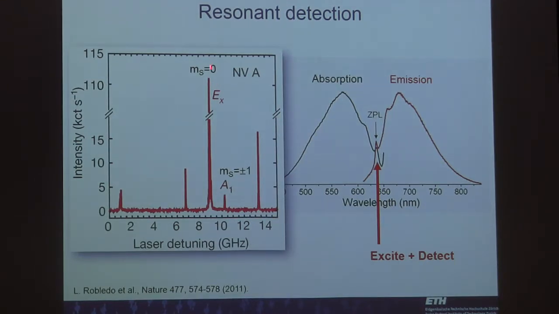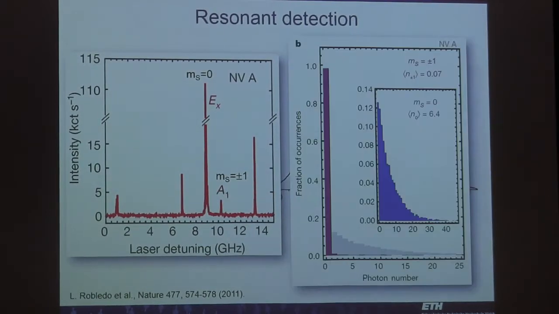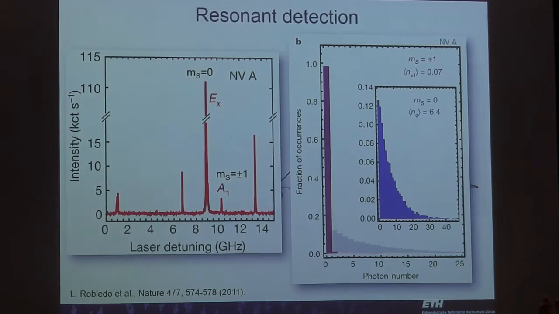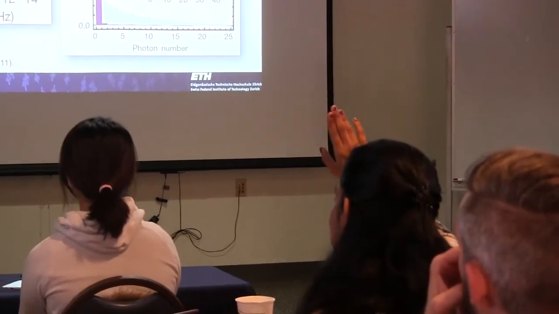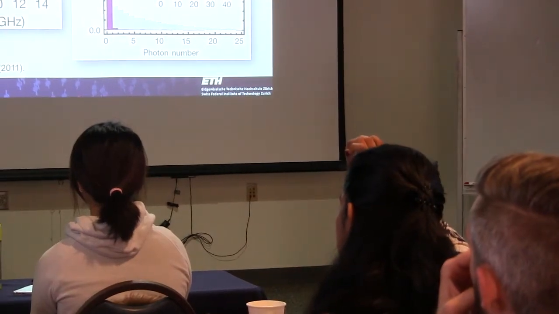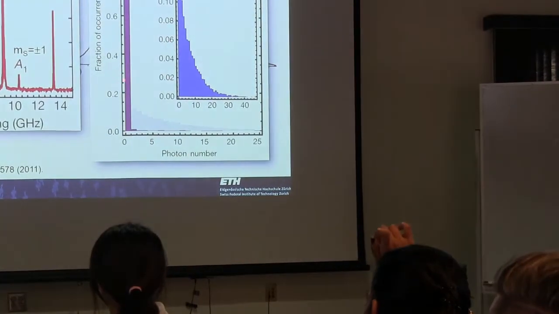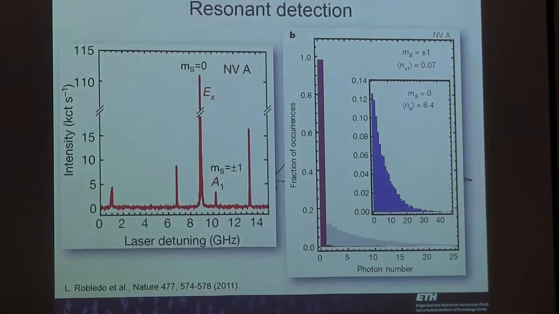So if you now just have a very narrow band laser focused on this line here, you can do counting statistics. This is taken from one of Ronald Hanson's experiments in Delft, where he did spin readout. So then you can very easily tell: if you have photons, blue curve, then you're in ms equals 0. If you have no photons, then you're not in ms equals 0, you're in ms equals ±1.